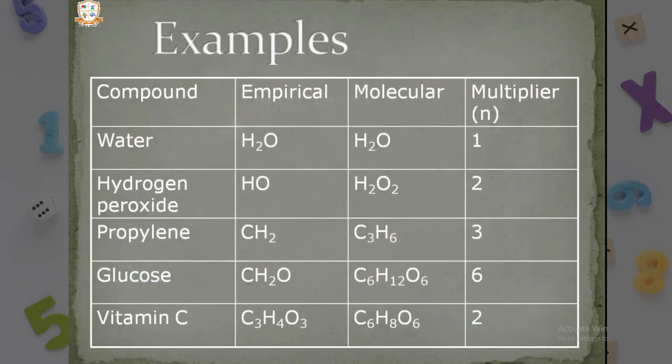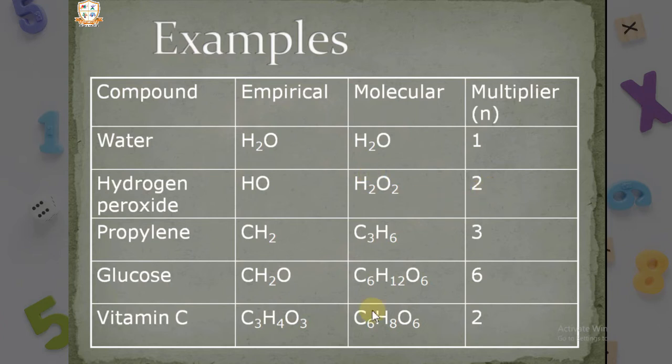Let's see some examples. The empirical formula of water is H2O, and the molecular formula of water is also H2O, because we cannot take anything common from water. But if you see the example of hydrogen peroxide, the molecular formula is H2O2. So we can take 2 common from here, and when we take 2 common, it becomes HO. So HO is the empirical formula and H2O2 is the molecular formula. So 2 is the multiplier over here.